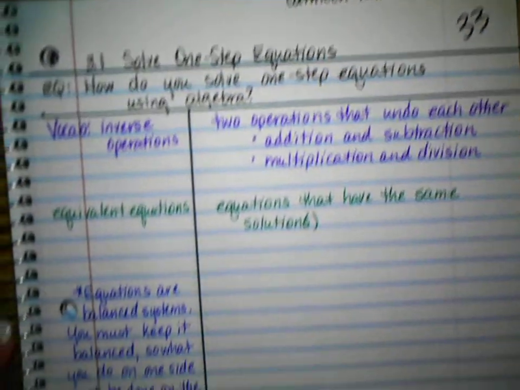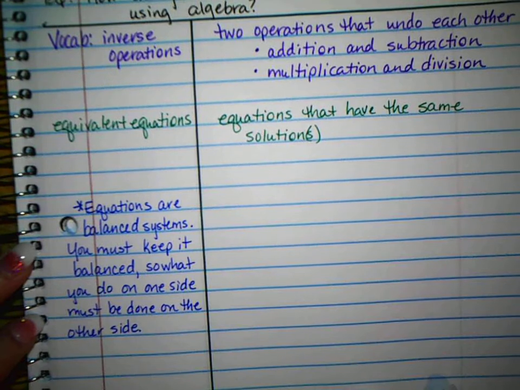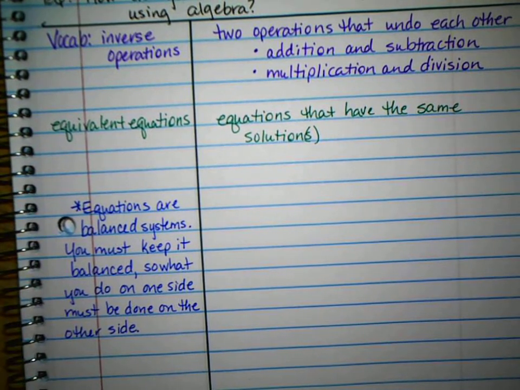And I have a note over here on the side. Equations are actually balanced systems. In order to keep it balanced, what you do on one side, you have to do on the other side. Think about a balance scale in science. If you balance that scale and then you put something more on one side, it's no longer balanced until you add an equivalent amount on the other side. And that's what we're working with here, solving equations.